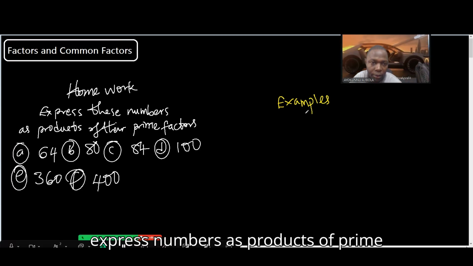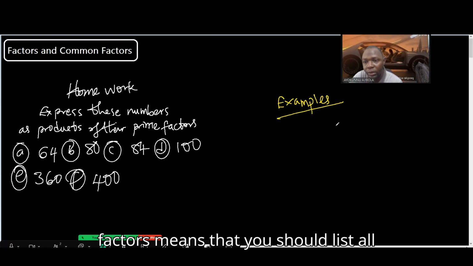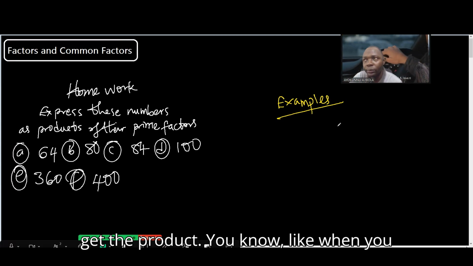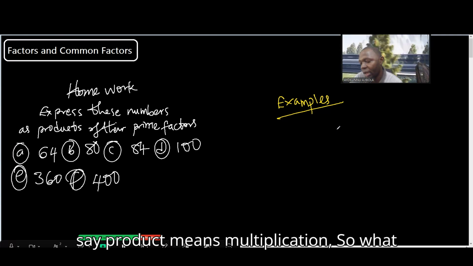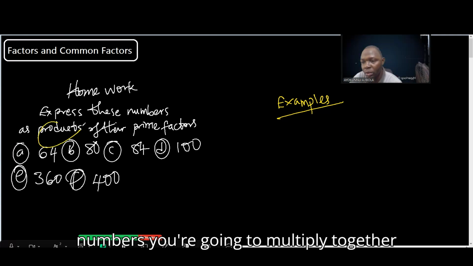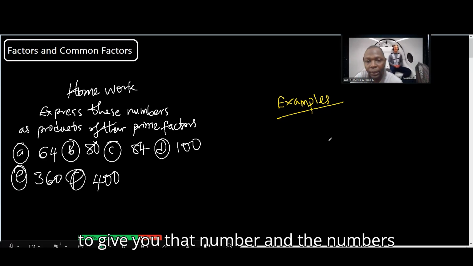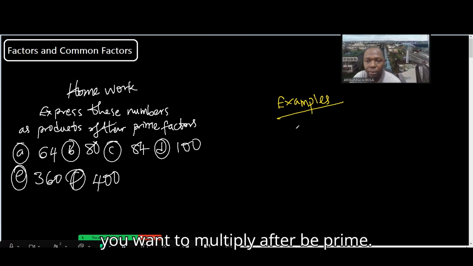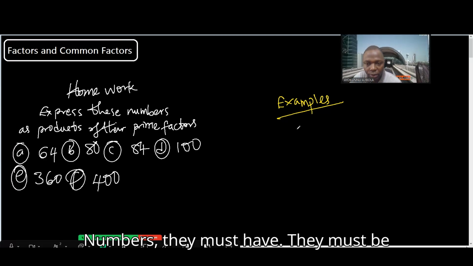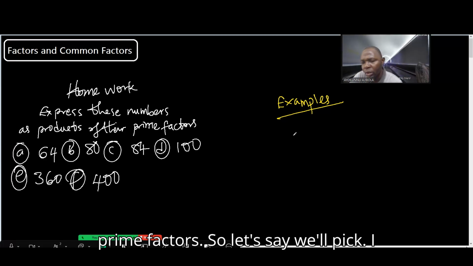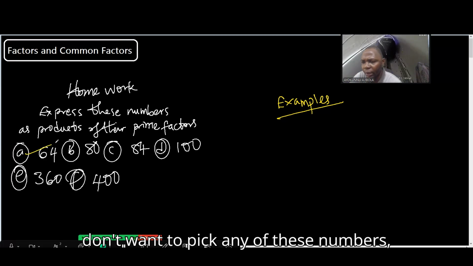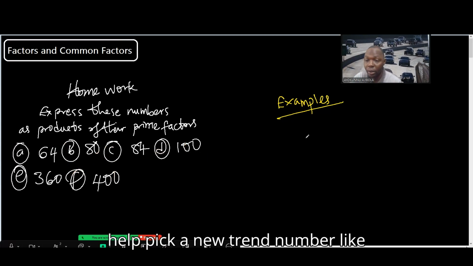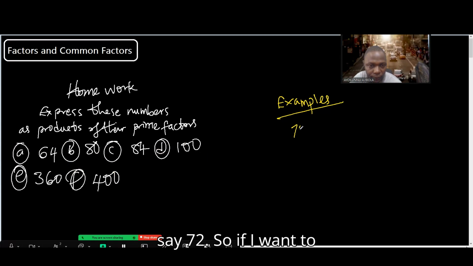To express numbers as product of prime factors means that you should list all the factors of the number and get the product. When you say product, it means multiplication. So what numbers are you going to multiply together to give you that number, and the numbers you multiply have to be prime numbers. There must be prime factors. So let's say we pick a neutral number like 72.